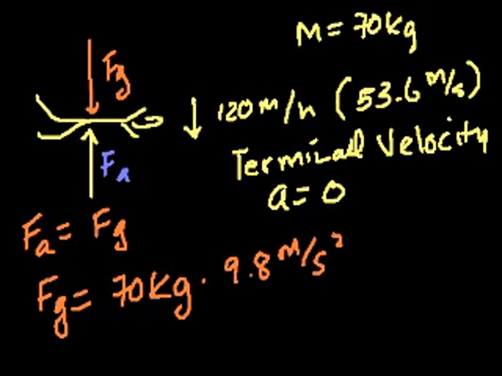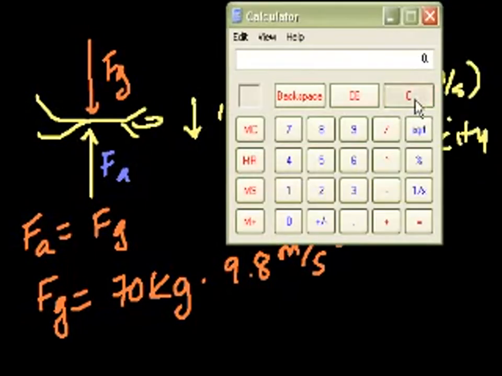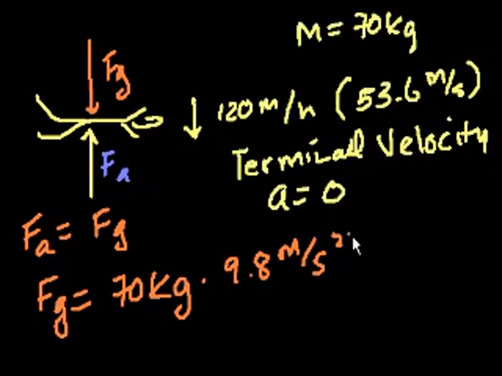We could use a calculator to calculate this. 70 times 9.8. I feel cheap now. I could have done it by hand anyway. 686. So it equals 686 newtons.